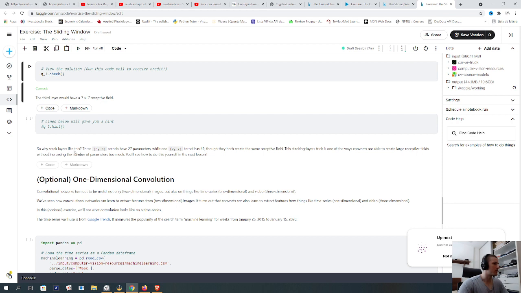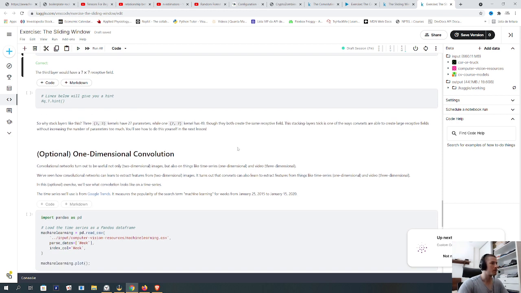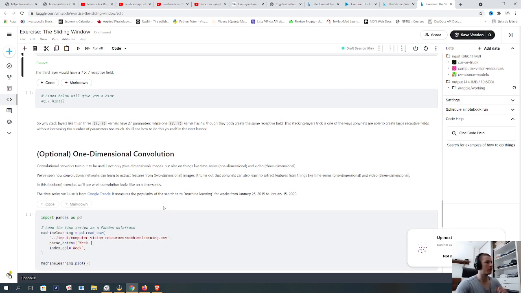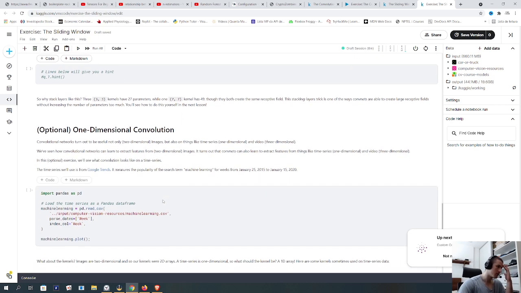So why stack layers like this? Three 3 by 3 kernels have 27 parameters, while one 7 by 7 kernel has 49. Do they both create the same receptive field? This stacking layers trick is one of the ways convnets are able to create larger receptive fields without increasing the number of parameters too much. You'll see how to do this yourself in the next lesson. Not completely sure if I understand. I think I do, but not 100% confident on that.